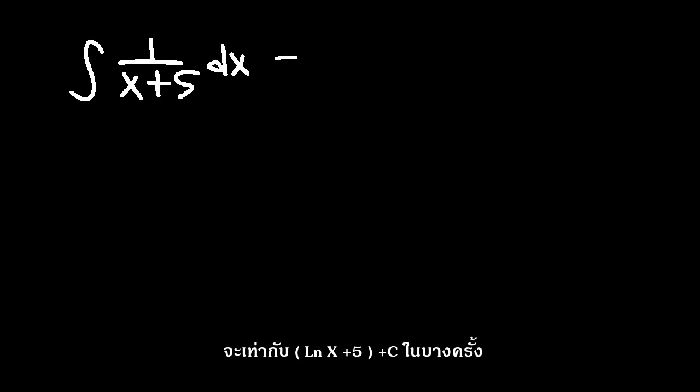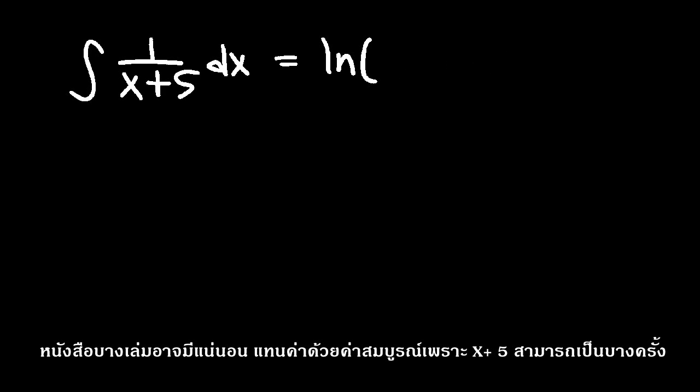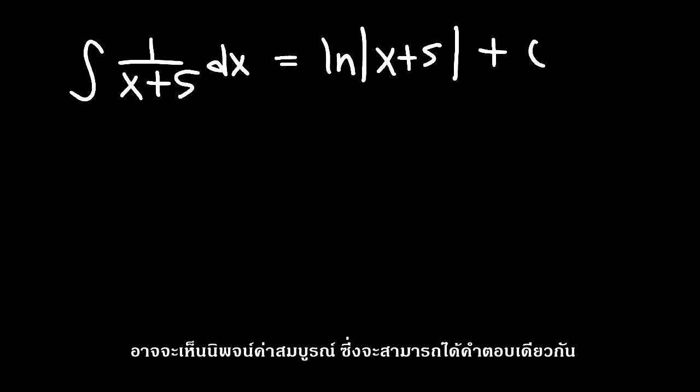Now what about this one, 1 over x plus 5? What is the antiderivative of that? This is going to be ln x plus 5 plus c. Now sometimes, some textbooks, they may have an absolute value with the natural log symbol, because x plus 5 can sometimes be negative for certain x values. And so you might see an absolute value expression here.